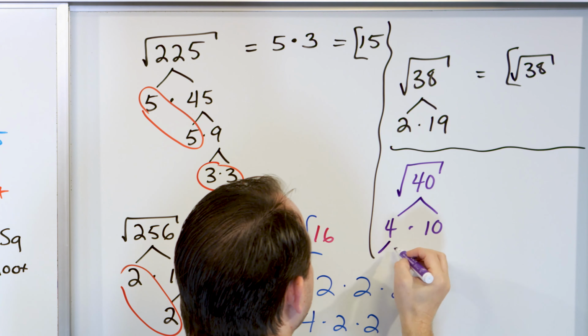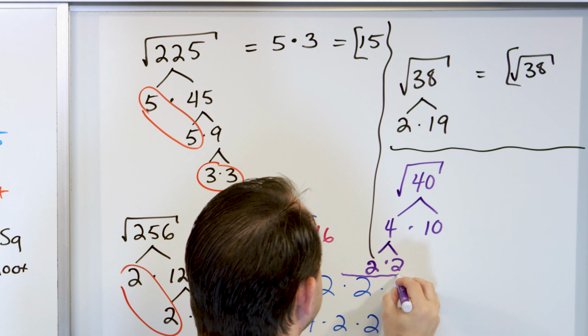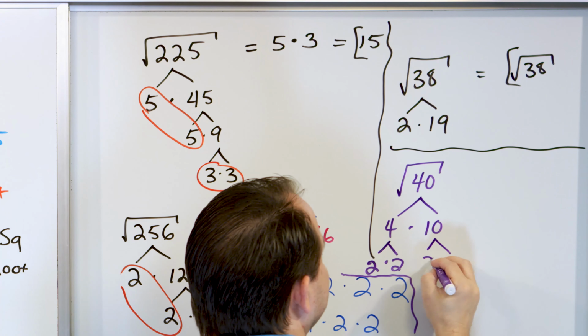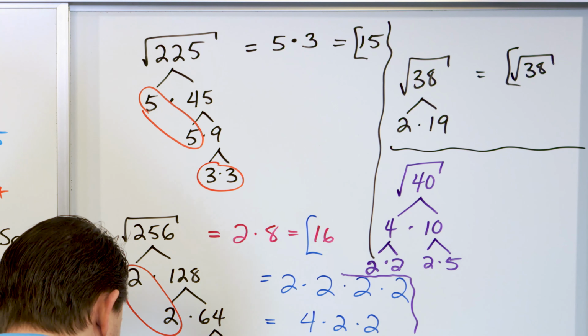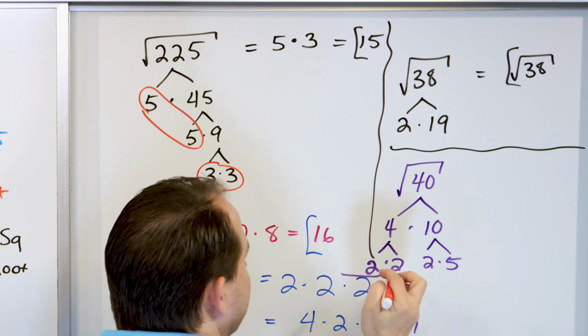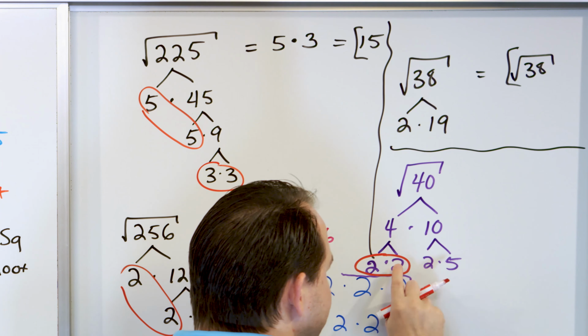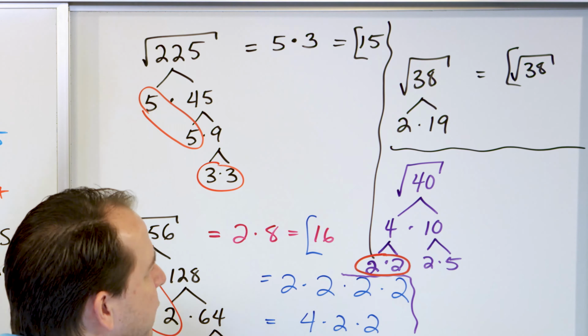And then I see that the 4 can be written as 2 times 2. Sorry, I'm kind of running into the previous solution there. 4 is 2 times 2, but the 10 can be written as 2 times 5. Now I have all prime numbers in the bottom right here, and so I'm basically done. I looked for pairs. I see a pair right here. But this 2 is not paired with anything else, so it can't be circled. And the 5 is not paired with anything else, so it cannot be circled.